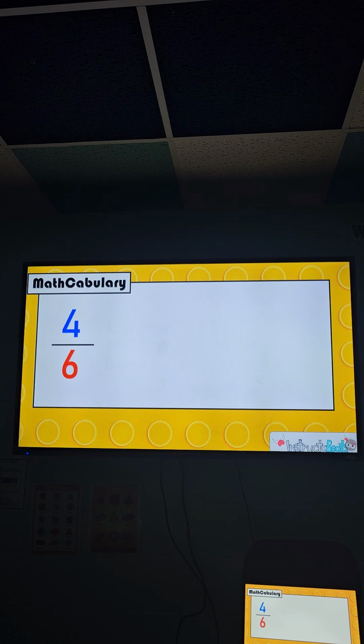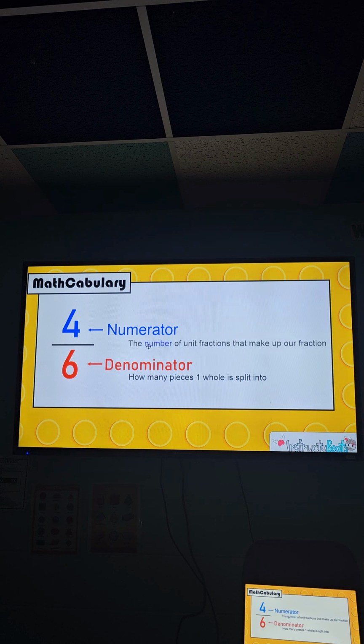But here's a fraction, right? And a fraction is made up of two numbers and then a little line in the middle of it. Our top number is called the numerator. Our bottom number, or the number that's down, is called the denominator. Our denominator tells us how many pieces one whole is split into. And our numerator tells us the number of unit fractions that make up the fraction that we're talking about.